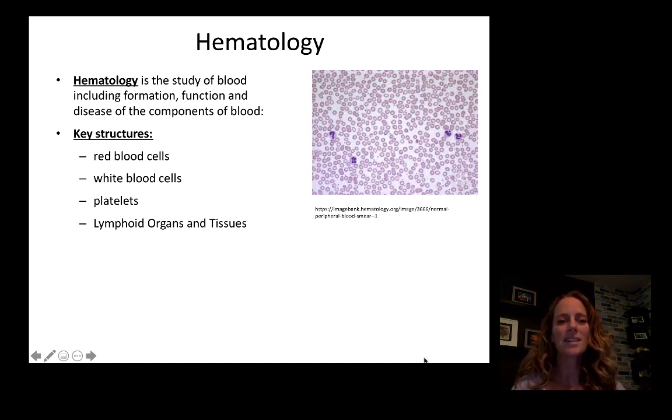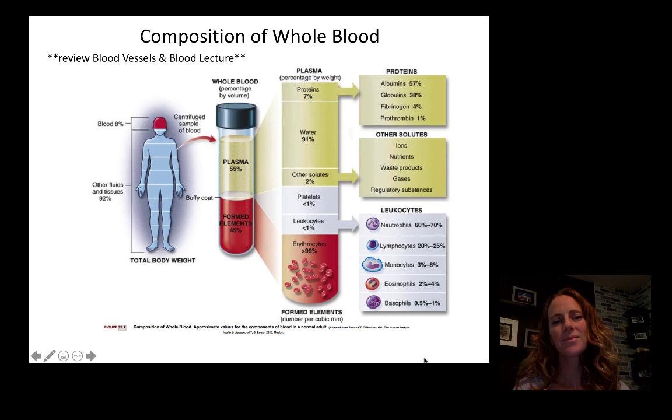So hematology is the study of blood, including the formation, function, and disease of the components of blood. So the key structures we're talking about here are red blood cells, white blood cells, platelets, and the lymphoid organs and tissues. Remember that we have already had a lecture on blood vessels and blood. So if you haven't yet watched that lecture, please go back and watch it. This will cover the basic components of blood, which are summarized here in textbook figure 28.1.